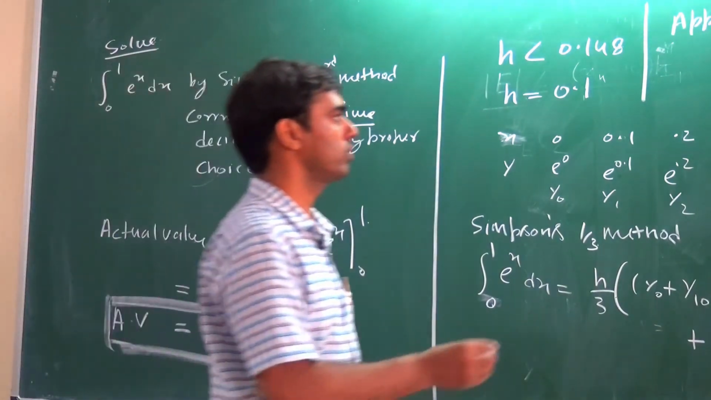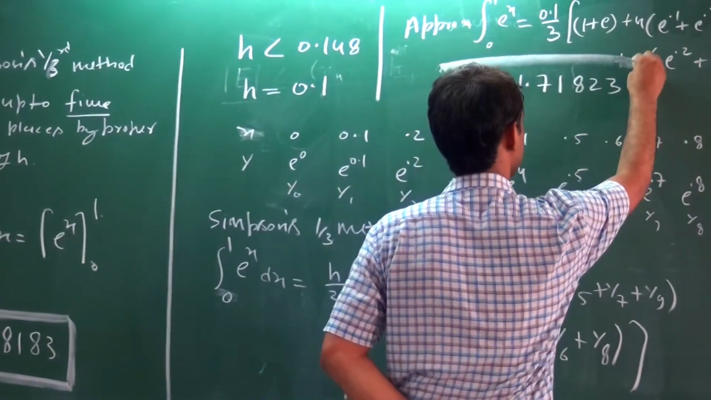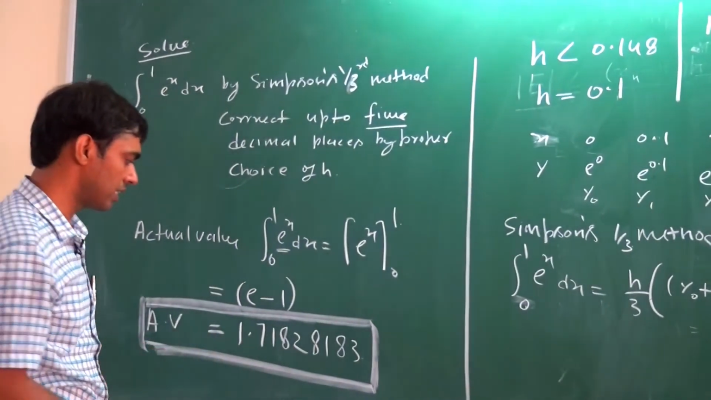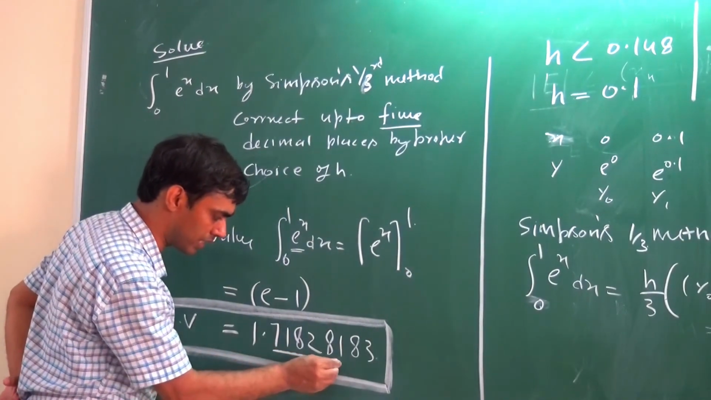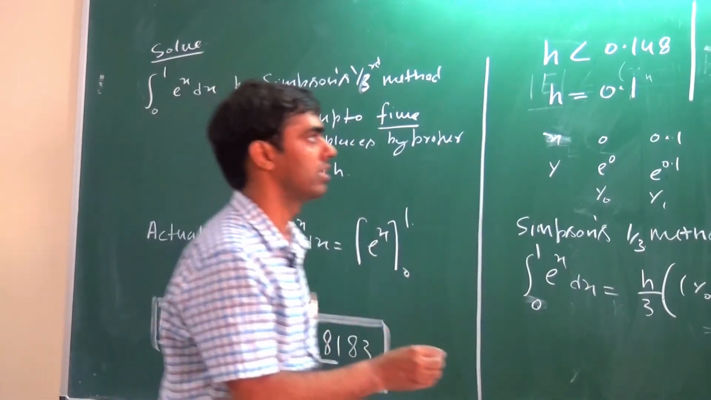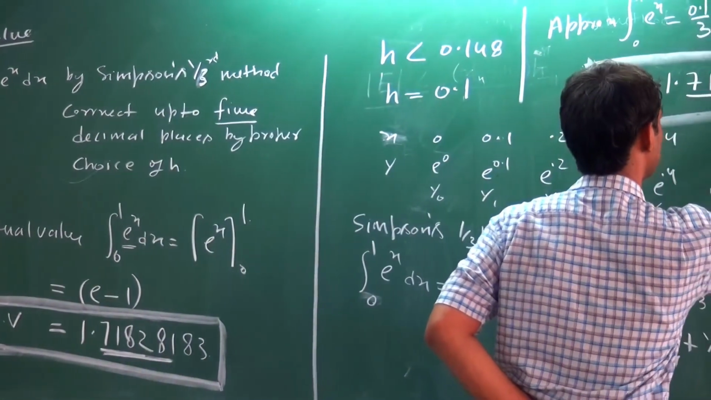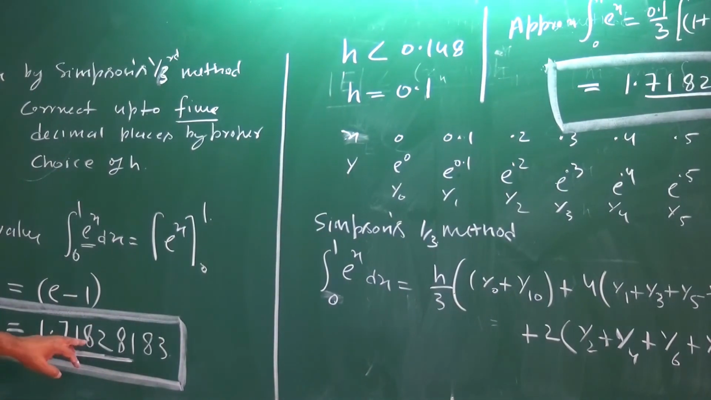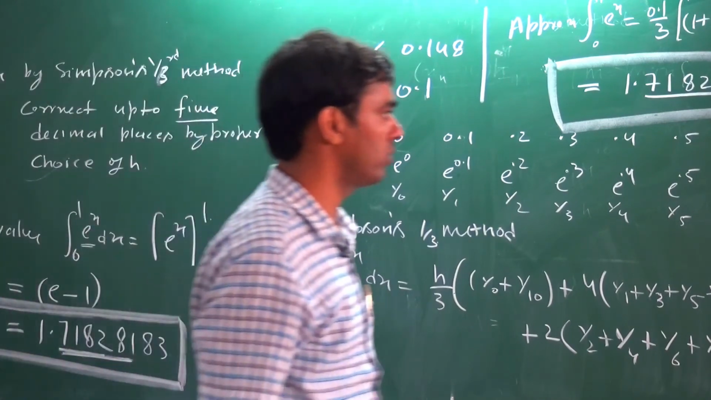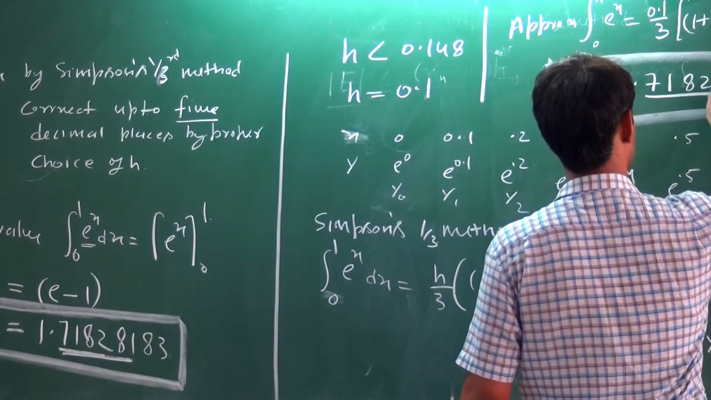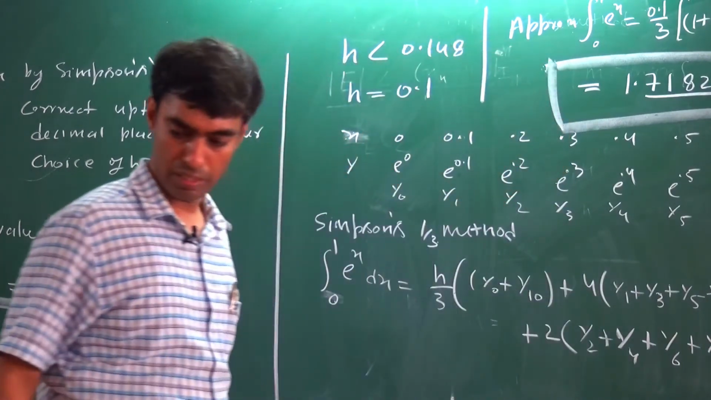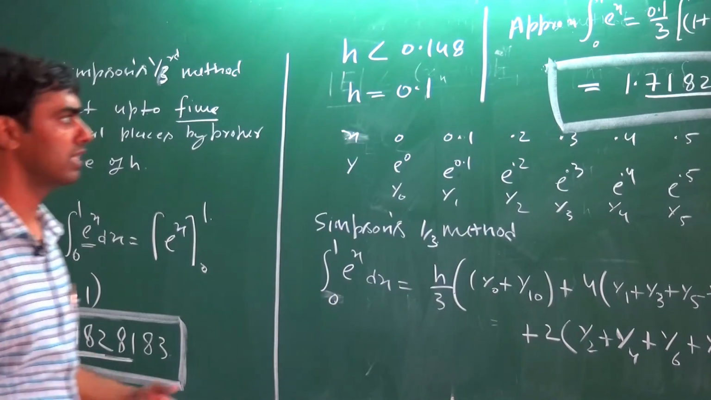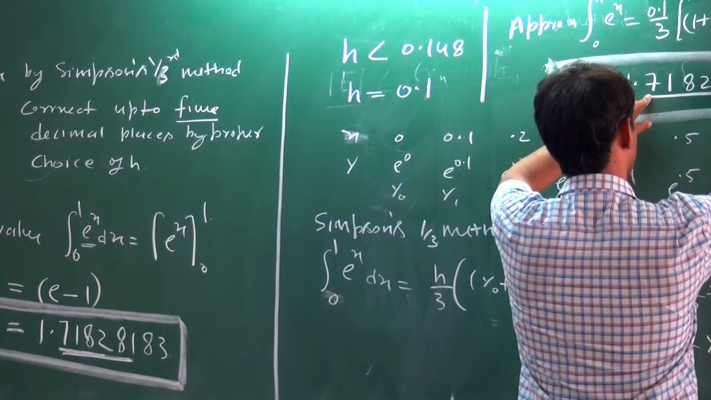This one is the approximate value. So if we closely observe, this one is correct to 71828, and this one is also 71828, like this one, the actual value 718283. So this one is correct up to 5 decimal places, and this one is also correct up to 5 decimal places.